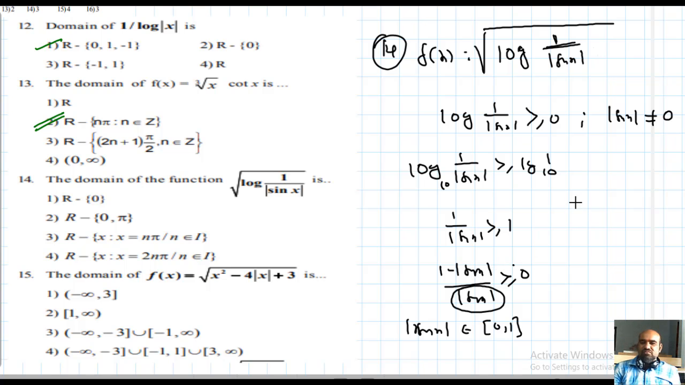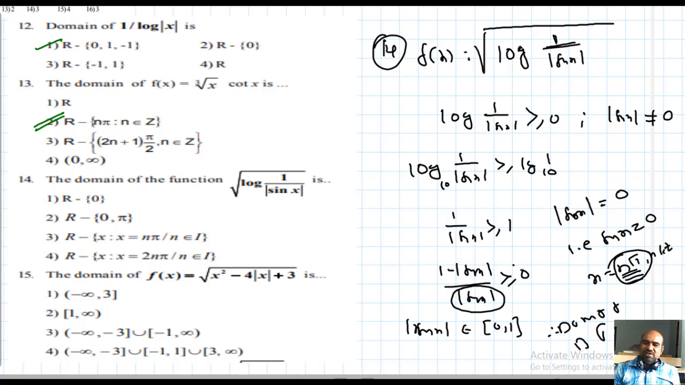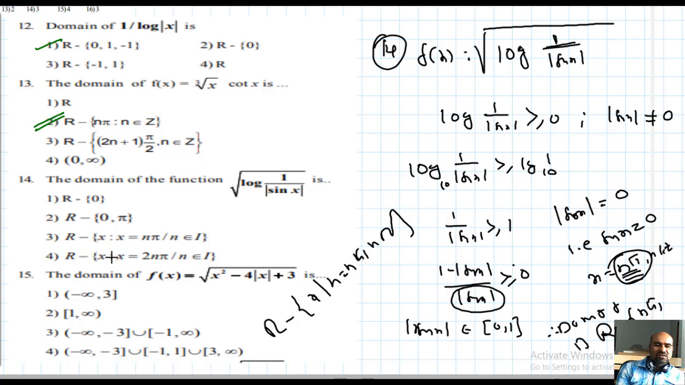Okay students, what values of x give mod sin x equal to 0? Indirectly, what values of x give sin x equal to 0? x equal to n pi, where n belongs to Z. It means from all real numbers, you want to remove these values. So the domain of f is all real numbers minus n pi. Actually, what should we write? All real numbers x such that x is not equal to n pi, where n belongs to Z. Where is that? Here, option 3. Question 14, option 3.